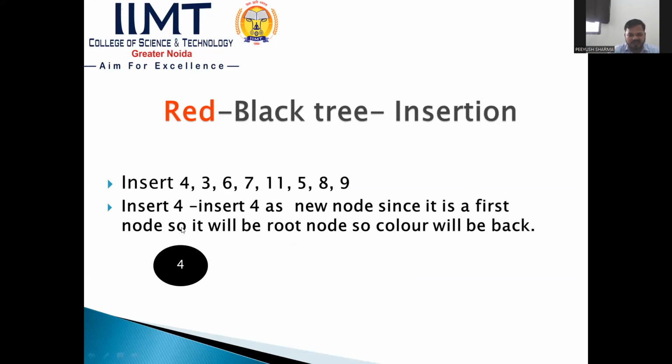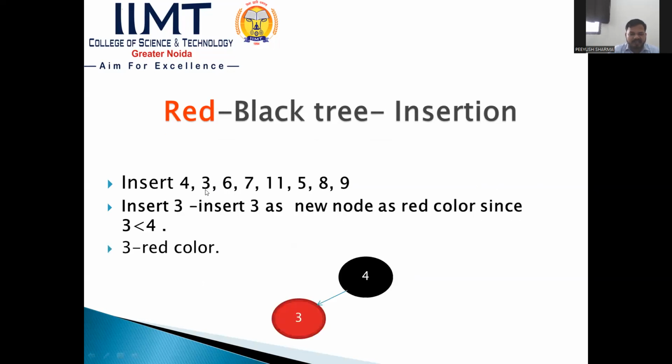So first, 4 will be inserted. Initially the tree is empty, so 4 will be the root node. Root node is always black. Now next, 3 is less than 4, so it will go in the left direction of this 4, and the color of this newly inserted node will be red, right? Every node we insert should be of red color, so 3 will be of red color.